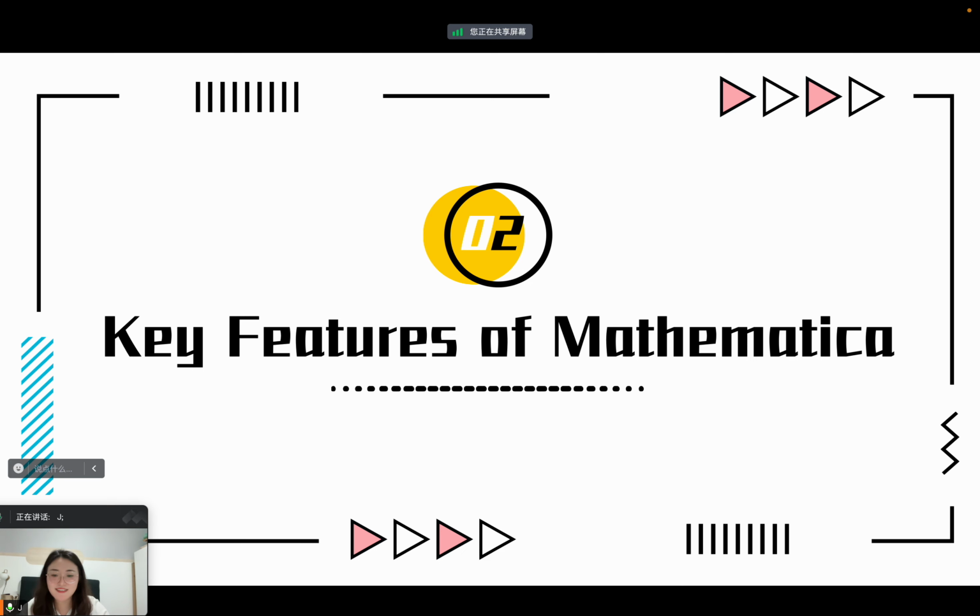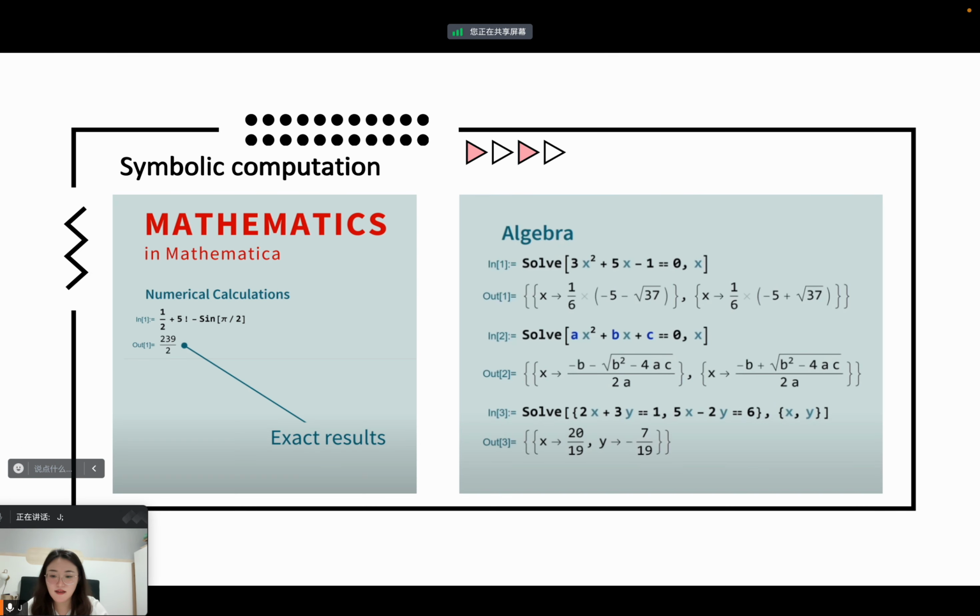In the second part, let's take a look at key features of Mathematica. The first is symbolic computation, which Mathematica can be used to solve equations, simplify expressions, and manipulate symbolic math. Here's an example of a calculation in which, first, the results are accurate. Mathematica does not convert fractions to rounded numbers. It handles them with infinite precision.